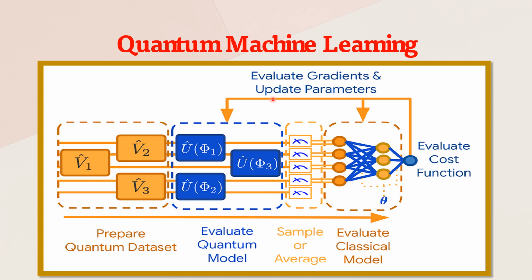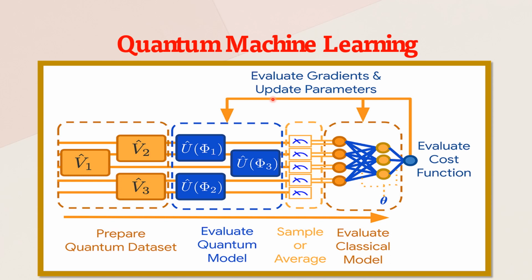And from the business application point of view, this quantum machine learning has a potential to significantly improve the efficiency and effectiveness of machine learning algorithms. For example, in finance, this quantum machine learning could be used to analyze vast amounts of financial data to identify the patterns and anomalies that classical computers might miss. And this could enable better risk assessment, fraud detection, and investment strategies.